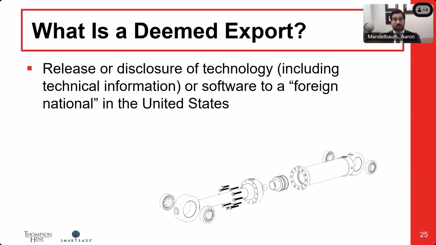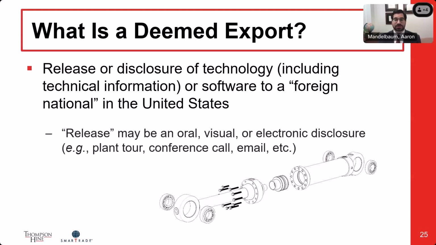A deemed export is the release or disclosure of technology or software to a foreign national in the United States. This release could be oral, for example a conversation over the telephone, could be visual, such as a factory tour, and it could be electronic, such as simply sending an email. In those situations, even though the information might not literally be leaving the United States, you could be conveying it to a foreign national, and as a result, the agencies will deem it to be an export to that individual's country. So that's what a deemed export is.